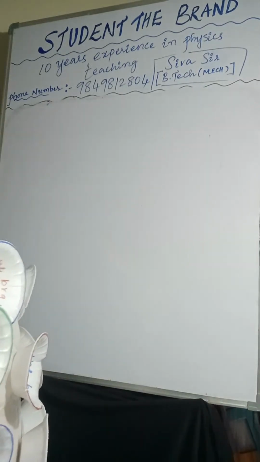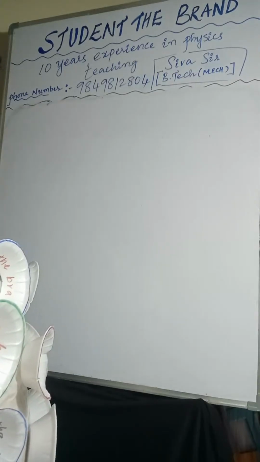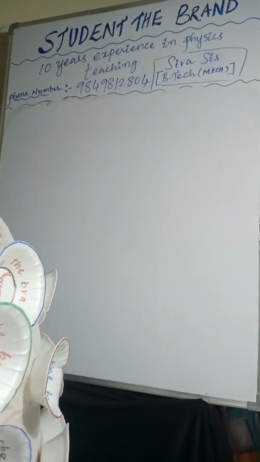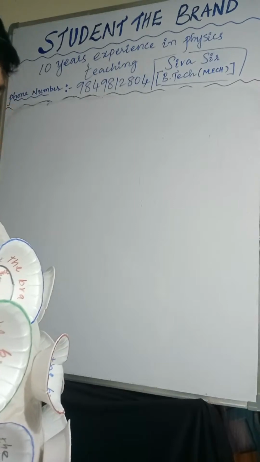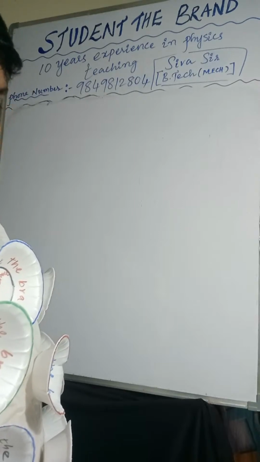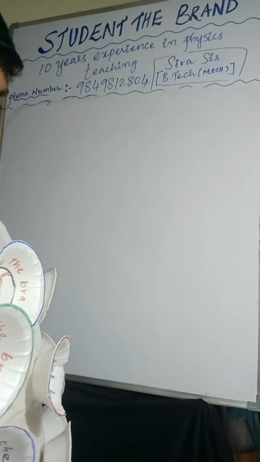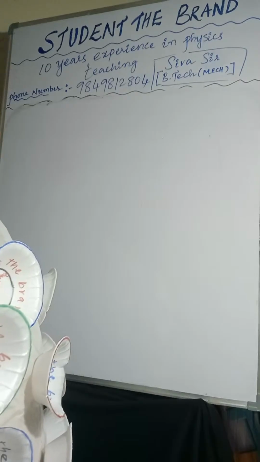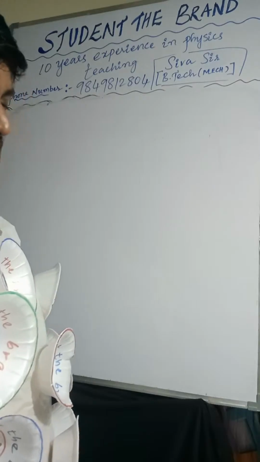Today we are going to discuss the electricity topic. The rate of flow of charge: I equal to Q by T. The SI unit of current is ampere. The SI unit of charge is coulomb.